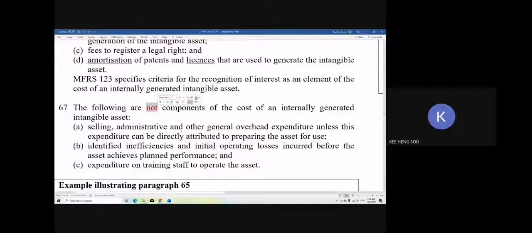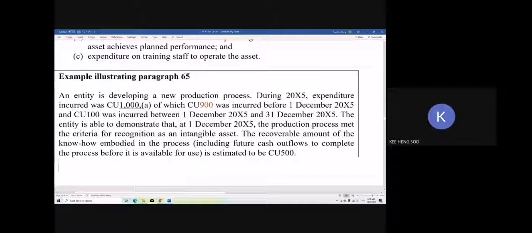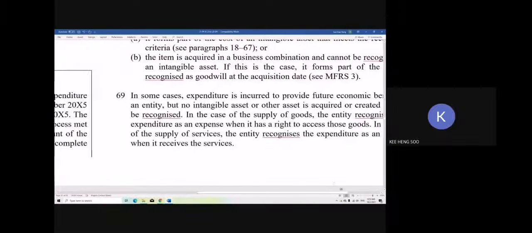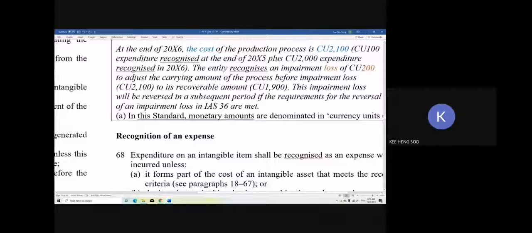Okay, this example is very important. Last week I mentioned that it helps you to answer your question 5, this week tutorial. Entity is developing a new production process. Expenditure incurred was 1,000 ringgit Malaysia. CU is a currency unit. At the end of the note here is a currency unit. Different country use a different currency. In Malaysia, use a ringgit Malaysia. So forget about this CU.